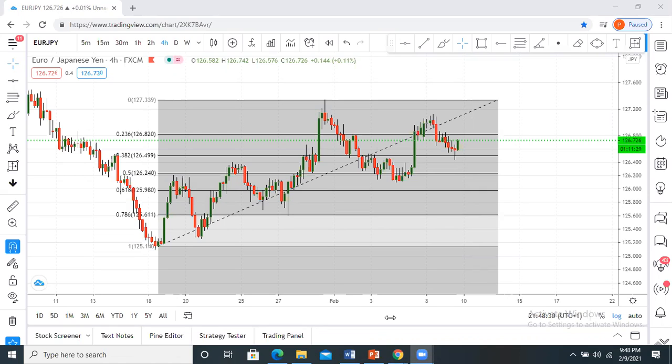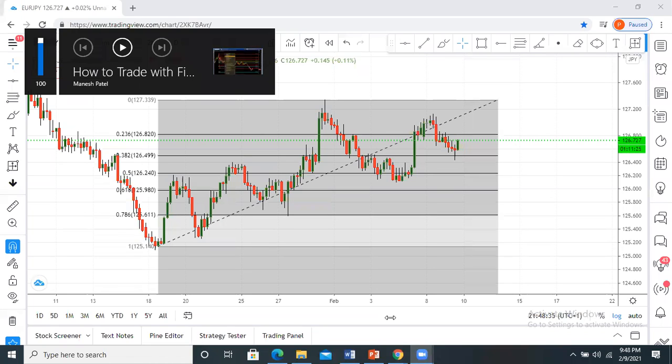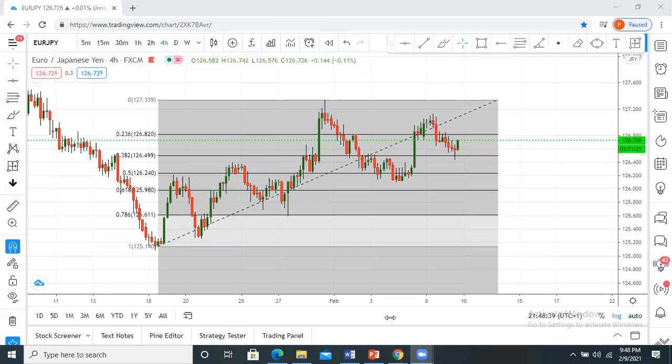I want to ask about the Fibonacci. Does it also work in the volatility index? Yes, Fibonacci works for all markets. Okay, thank you. What is the tool you just used? It's called Fibonacci retracement.